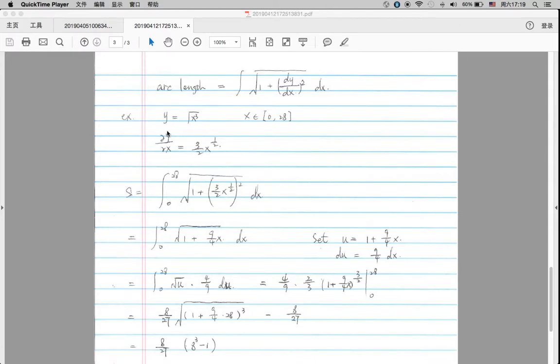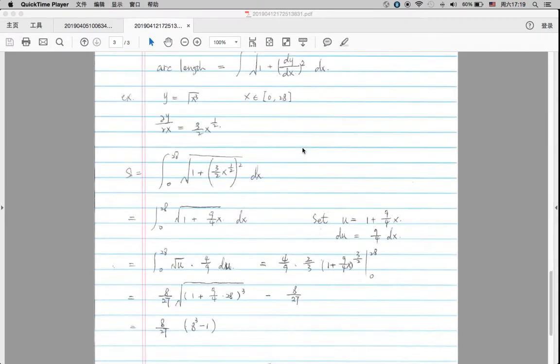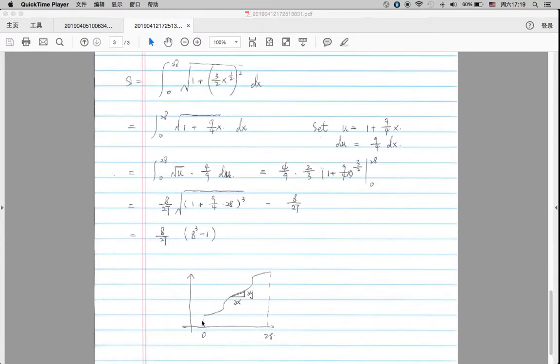Hi, today I want to talk about how to calculate arc length using integrals. Basically, given a function, we want to calculate the length of this line here.